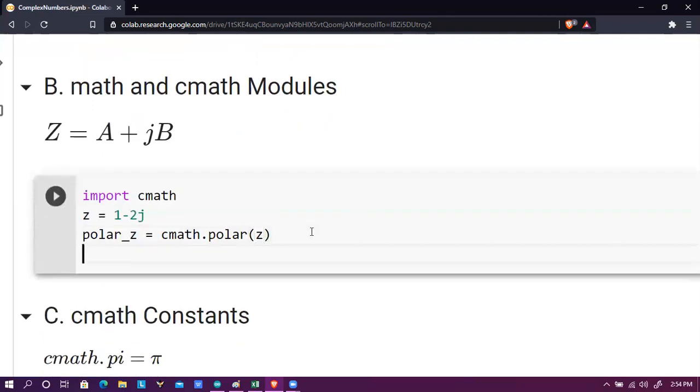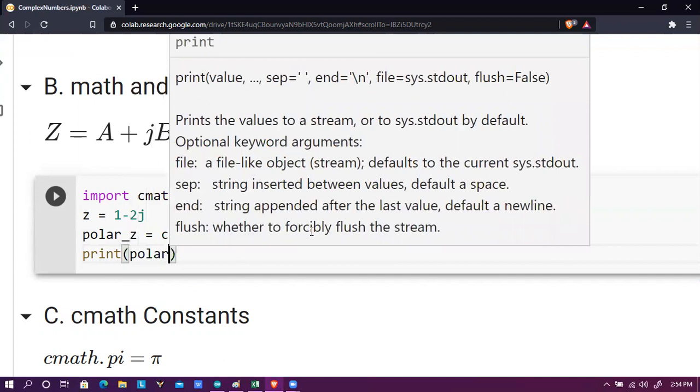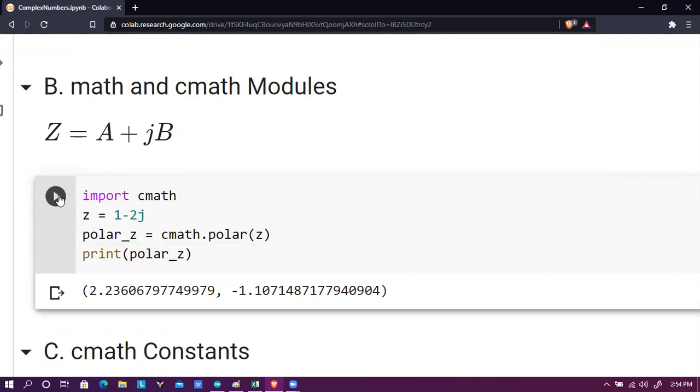Let's try. Let's print polar_z. So 1 - 2j in polar form is equivalent to 2.23, comma, since this is a polar coordinate, and then we have -1.10. 1.10 is in radian form. Take note, the angle here is represented in radians. So this is the magnitude and this is the angle.